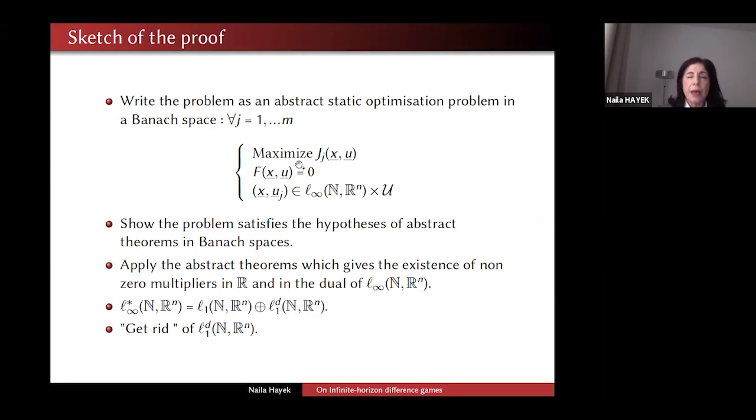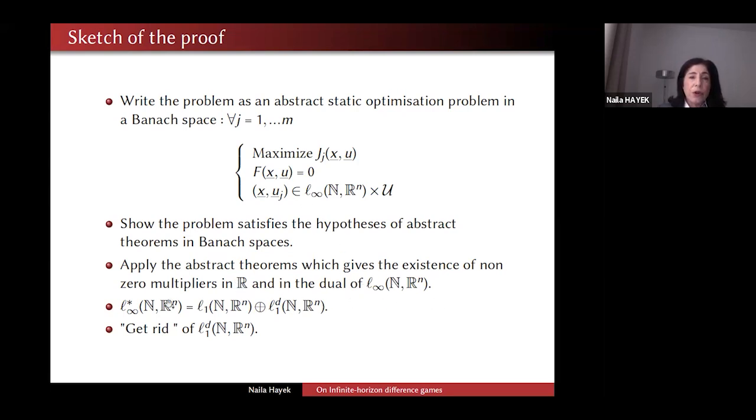in a Banach space of the form: maximize J_j of (x,u), f(x,u) equals 0, and (x,u_j) is in L infinity times U. We show that our problem satisfies all the hypotheses of known abstract theorems in Banach spaces for the weak and the strong case. We apply the abstract theorems, but when we apply them, we obtain the existence of non-zero multipliers. The lambda_j will be in R, but the other will be in the dual of L infinity.